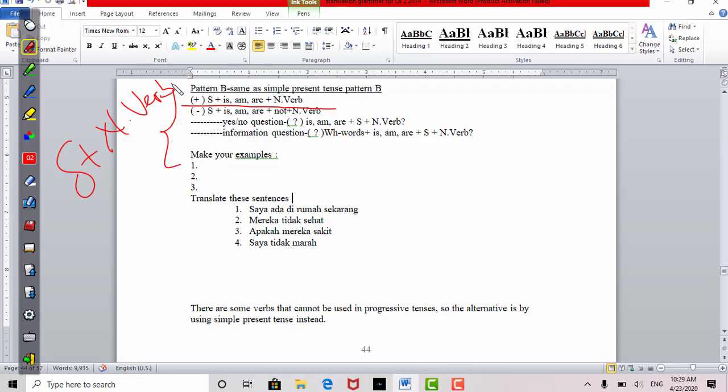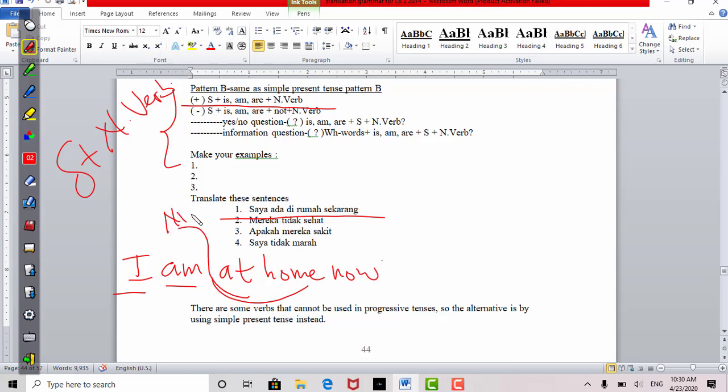For example, saya ada di rumah sekarang, it will be I am at home now. So subject plus is/am/are plus non-verb. This one is non-verb, subject plus is/am/are plus place. And then we have the time, now, when you mention that something is happening or in progress. Alright, so this one we have pattern A and pattern B.